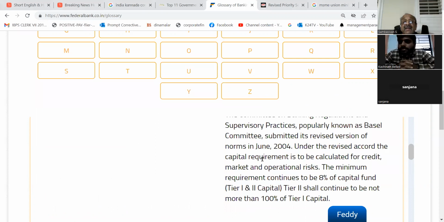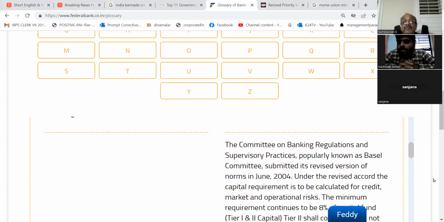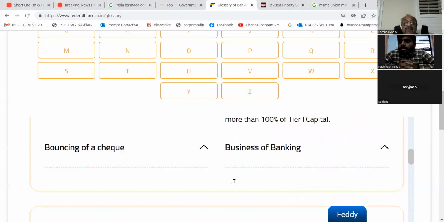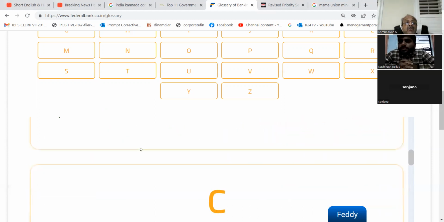Good. This one is slightly tough, but still read. Basel 2. The Committee on Banking Regulations and Supervisory Practices, popularly known as the Basel Committee, submitted its revised version of norms in June 2004. Under the revised accord, the capital requirement is to be calculated for credit, market, and operational risks. The minimum requirement continues to be 8% of capital fund. Tier 1 and Tier 2 capital. Tier 2 shall continue to be not more than 100% of Tier 1 capital. Actually, this is Basel 2, but now India is under Basel 3. According to that, 9% is what the banks are supposed to maintain.